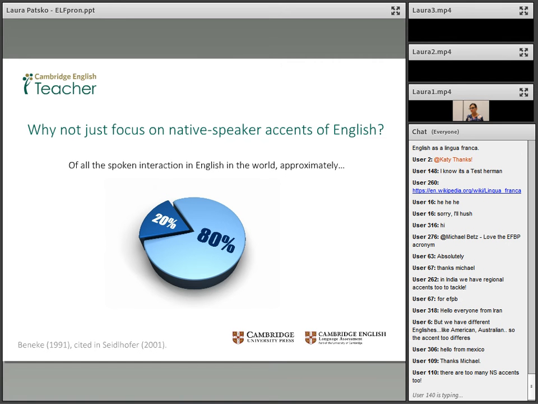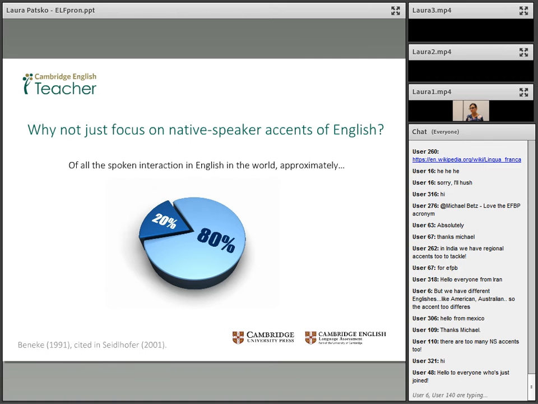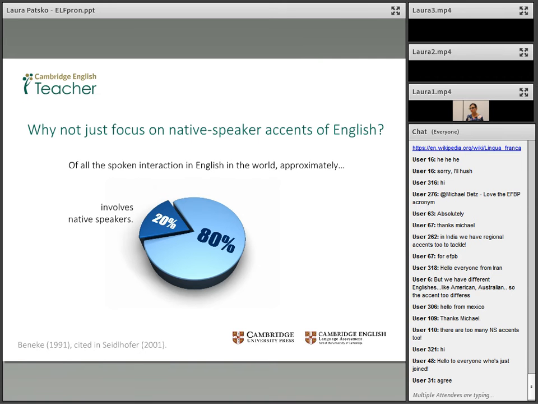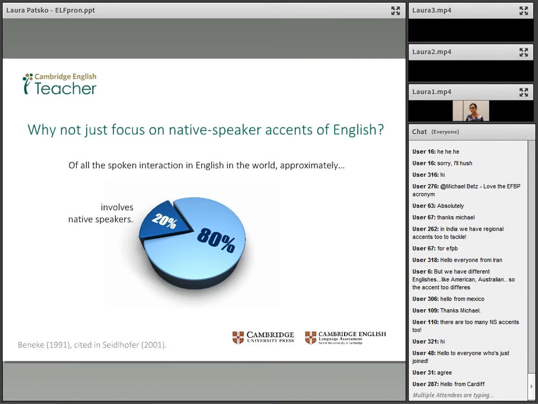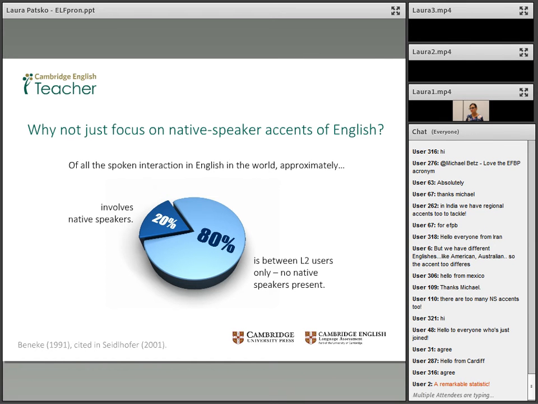This is an often quoted statistic, which some of you may have come across, that of all the spoken interaction in English in the world, there's a 20-80 split. And you can probably guess now where I'm going with this. But the estimation is that approximately 20% of that involves native speakers. Which means that the overwhelming majority of spoken interaction in English in the world is actually between L2 users only, no native speakers present. And this statistic comes from 1991.